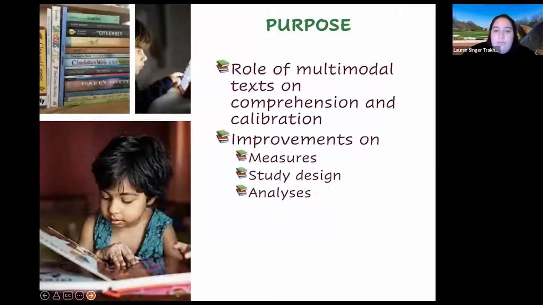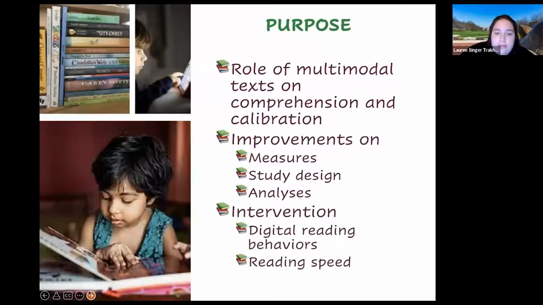We also wanted to improve on a few things. One of those is the measure. So how we were measuring even topic knowledge became better. Our study design itself became better. And we used more sophisticated statistical analyses to be sure that the conclusions we were drawing were statistically sound. Then what we changed and what we added here, this is the big exciting thing, is we introduced an intervention on digital reading behaviors and reading speed.